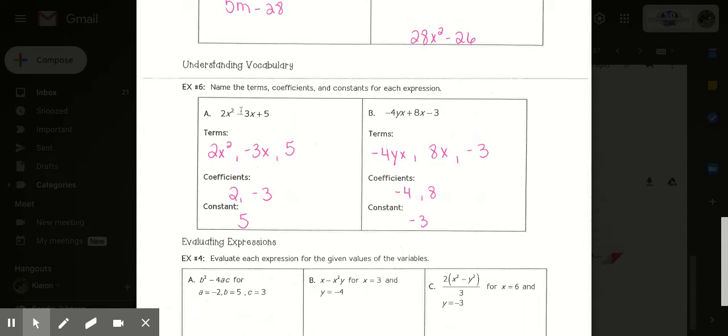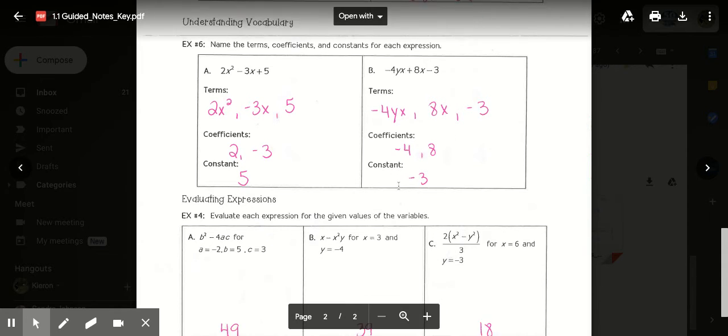Example number 6, understanding vocabulary. Terms are the pieces that make up the expression. So that's the 2x squared, minus 3x, and the 5. The coefficients are the numbers that are in front of a variable, so in front of a letter. That's the 2 and the negative 3. And then you can see a constant is a number that is all by itself. Letter B here is just another example of that.